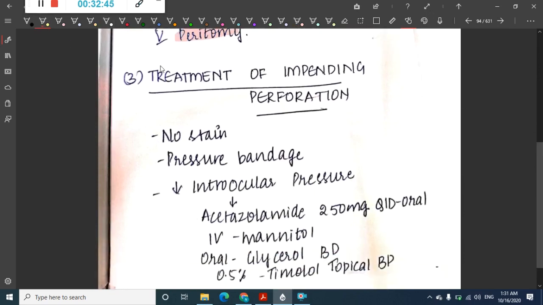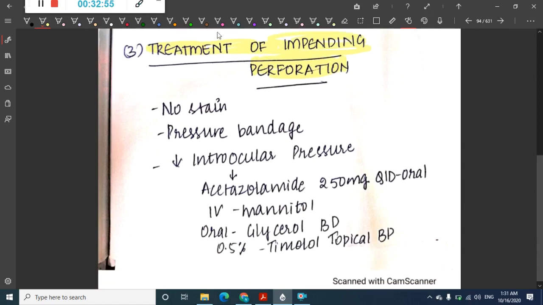Then how are you going to treat impending perforation? You know that the perforation is going on, but it is inevitable. In that case, you should ask the person not to strain, because whenever the person strains, there is a chance that the Descemet's membrane perforates, leading to corneal perforation. So we ask the person not to strain and use a pressure bandage.